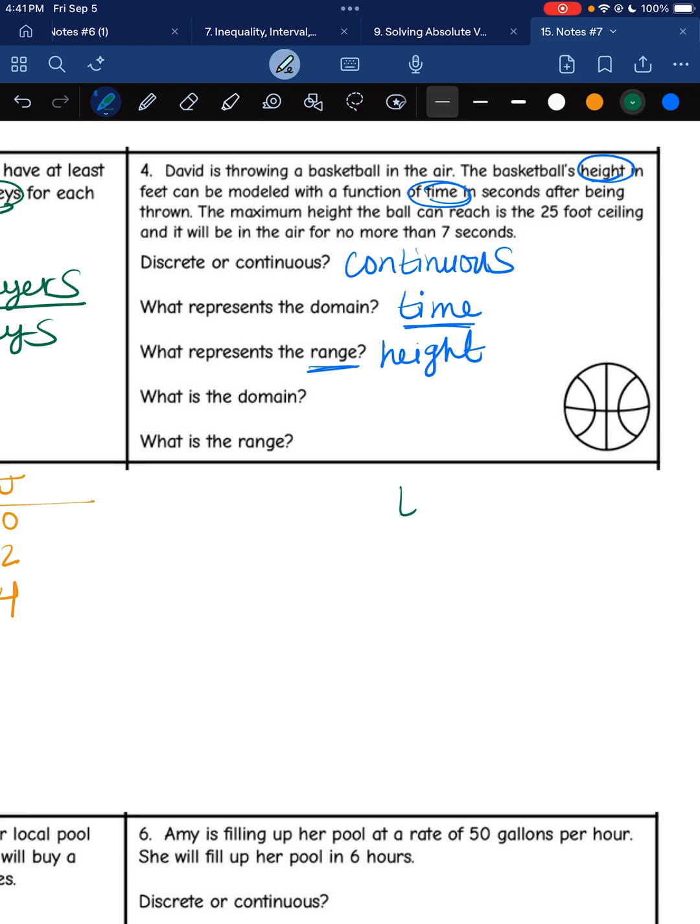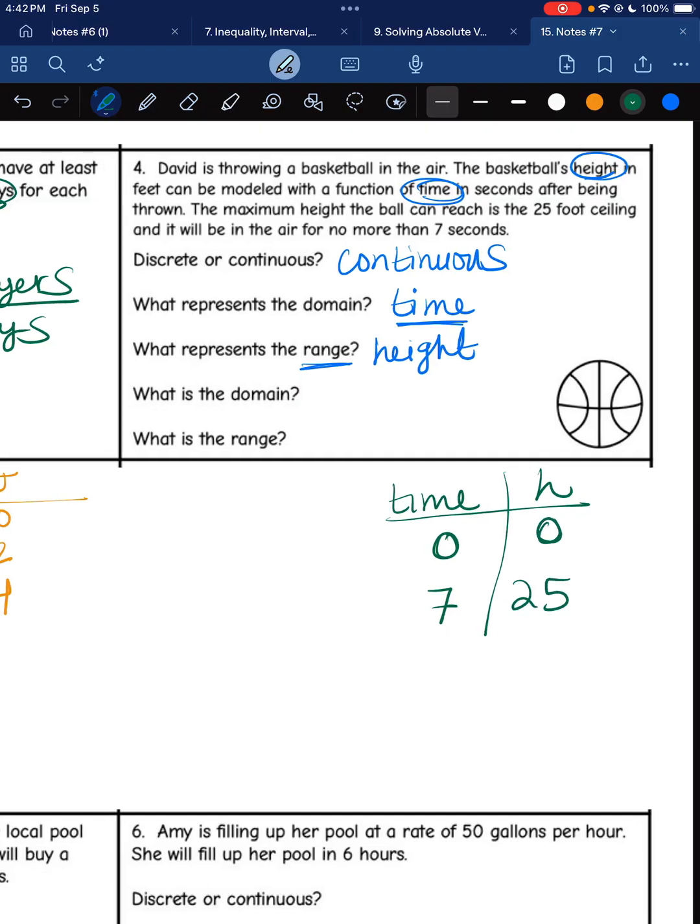So whenever we do time and then height, remember this is continuous, so I just want 2 things on the table, the most and the least. So we have no more than 7 seconds, so we can start at 0 seconds. And then the maximum height is 25. And we're going to say that the lowest is 0. So if it is continuous, you're telling me that the domain is between 0 and 7, and the height is between 0 and 25 feet.